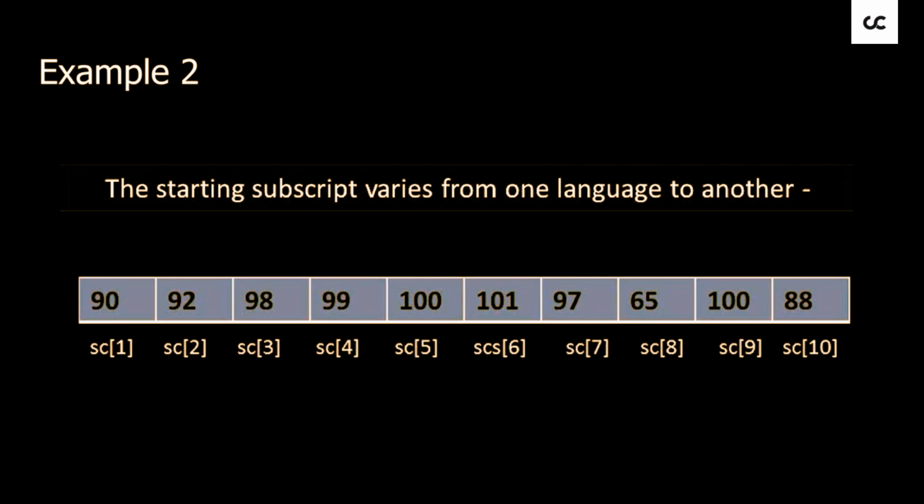So here, as you can see, the first element is SC1. So this pertains to the score of the first student. SC2 pertains to the score of the second student, SC3. So total number of elements are 10, and because the first element had the subscript 1, the subscript of the last element was 10.